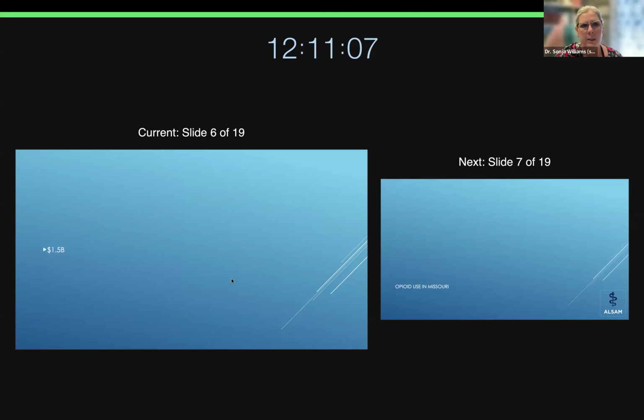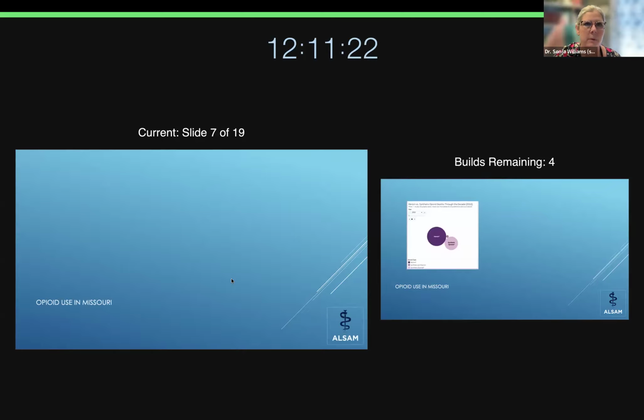So 1.5 billion was the impact nationwide, according to the Society of Maternal Fetal Medicine bulletin that was put out in 2019. That was our NAS burden nationwide. In Missouri, I'm going to show you some diagrams to give you an idea of the progression of opioid use so that you can have a better picture of what this has looked like over time.